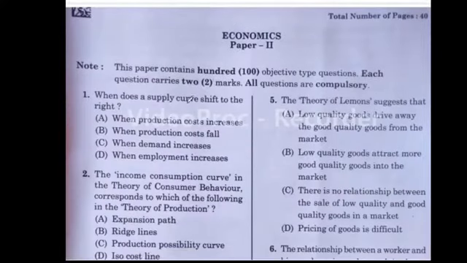The question is, when does the supply curve shift to the right? Option A, when production cost increases. Option B, when production cost falls. Option C, when demand increases. Option D, when employment increases.